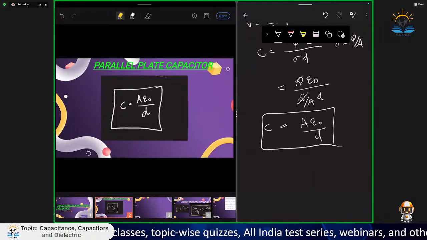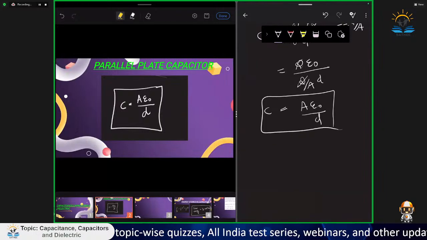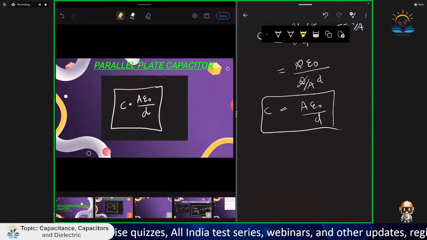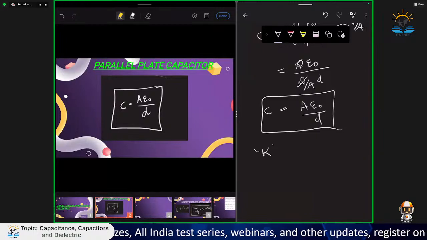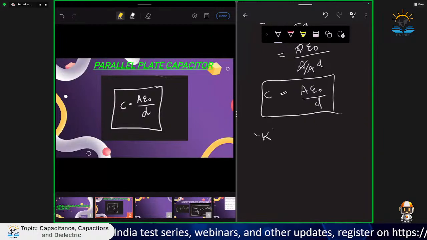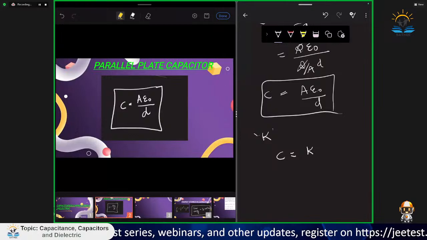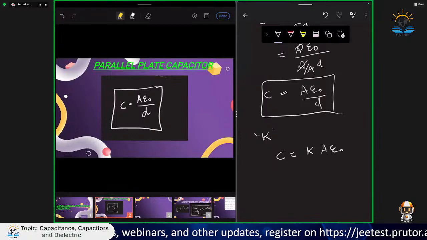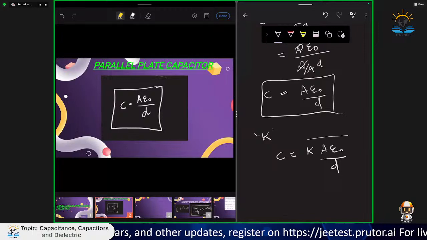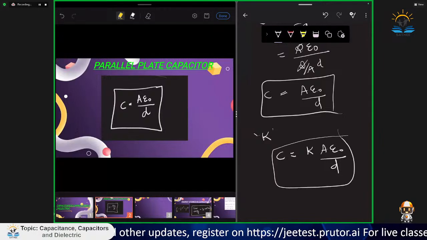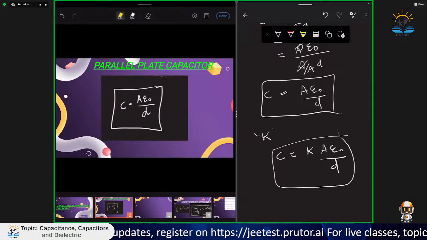Suppose vacuum is present between the plates. What if a dielectric which has dielectric constant K is inserted? Then the capacitance will just be multiplied by K: K A epsilon by d. As simple as that. No doubt, easy.